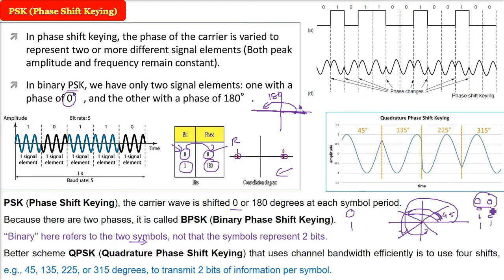So this QPSK is quadrature phase shift keying that uses the channel bandwidth efficiently to use 4 shifts, 4 angles: 45 degrees, 135 degrees, 225 degrees, 315 degrees, and here we are transmitting 2 bits of information per signal. Okay. Binary 2, quadrature 4. In binary we can send only 0, 1. In quadrature we can send 0, 0, 0, 1, 1, 0, 1, 1.